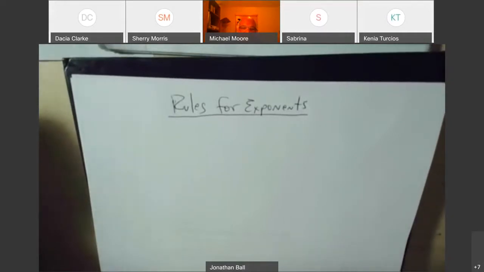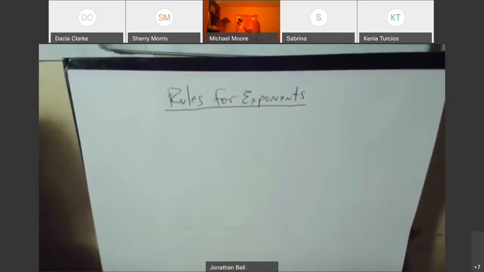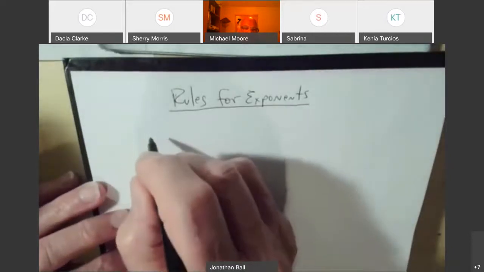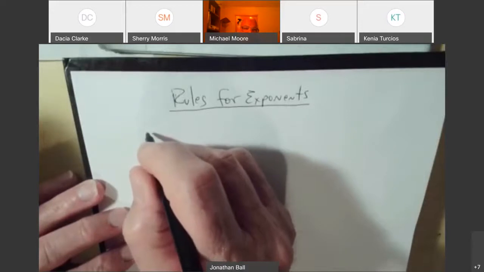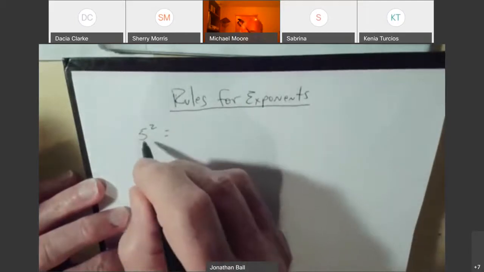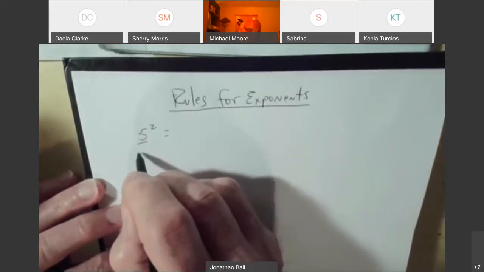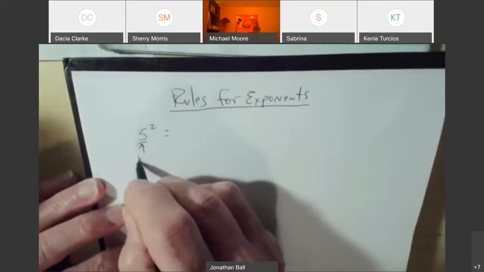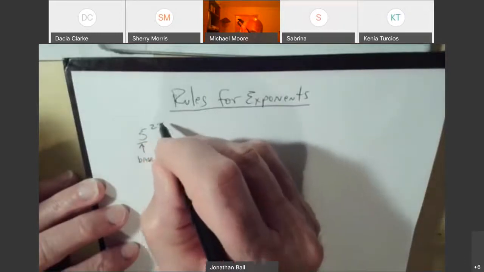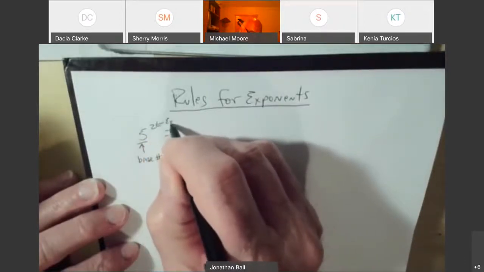Okay, what we're going to do today are exponents. Now, exponents are very important. Exponents are the little number that's above, it's a superscript, above the regular number. So if we have 5 squared, the 5 is the base number and the 2 is the exponent.